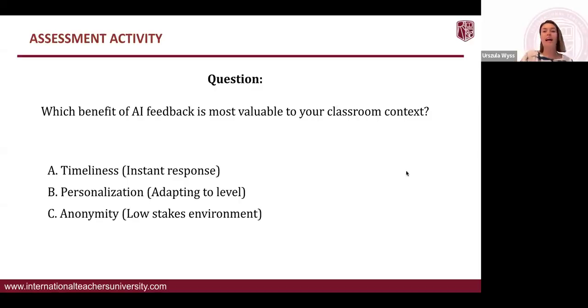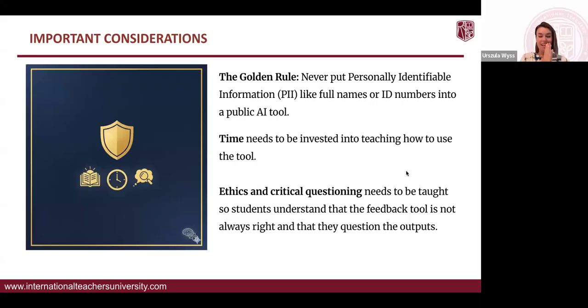Okay. So, however, as with everything, it's never just all benefits and no issues. There are really important considerations to make with AI. So the golden rule, and I'm sure we all know this, but it's still important to say, is to never put personally identifiable information, such as full names or ID numbers, into a public AI tool. Even something like Magic School, it does flag if you put in personal information, but you still want to be careful. Just make it a golden rule to never do that, and then you're on the safe side.